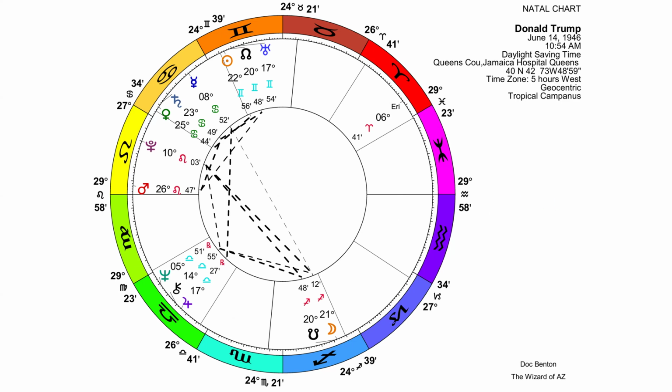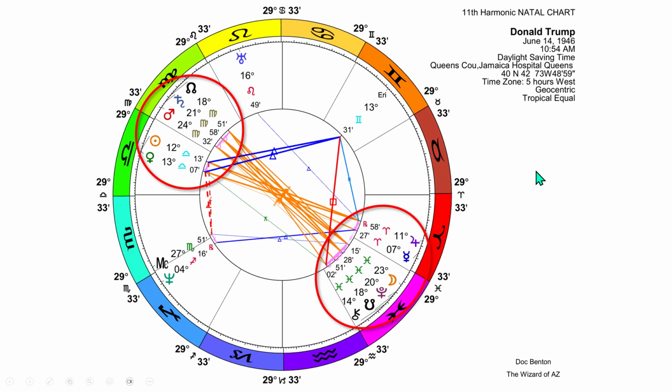And his 11th harmonic chart is going to be very telling. As you can see, it is dominated by oppositions. And Chiron is involved in these oppositions as well as Pluto. And this tells you an awful lot about why Trump is the way he is. With everything in life, if there is something he wants, he will begin by seeing it as a contest or an opposition between himself and others.